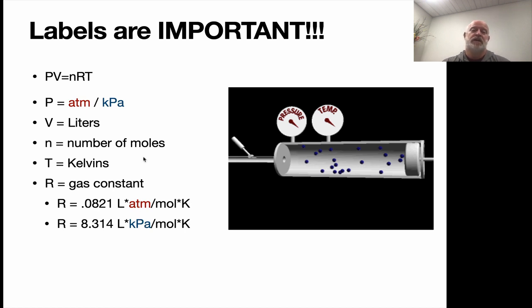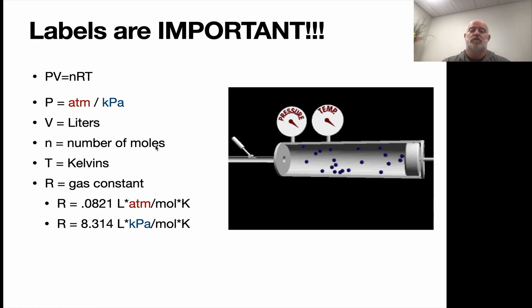If you happen to have pressure in millimeters of mercury, I would suggest you convert millimeters of mercury to one of these two and then use that as your R value. So I wouldn't suggest finding a new R for millimeters of mercury. That's just my suggestion. Volume is always in liters, okay? So these R values are only valid in liters, okay? If you change to milliliters, then you have to shift your R value by a factor of 1,000.